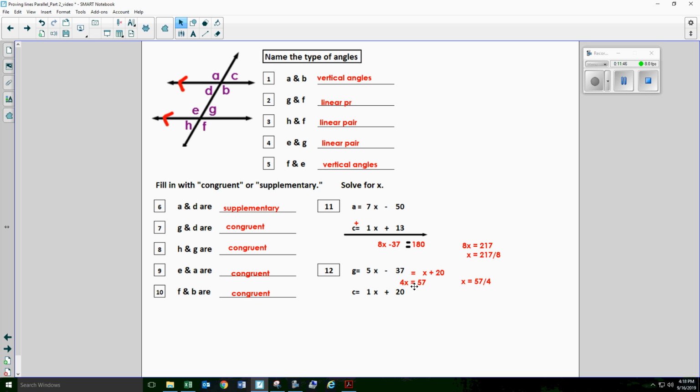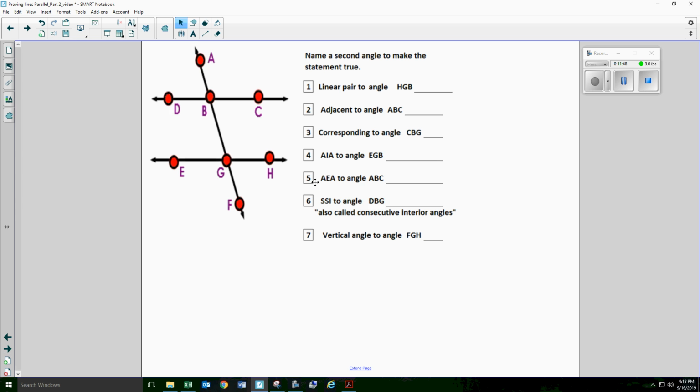Okay, so there's more examples. Let me see if I did it. Yes, here. Okay, so name a second angle to make the statement true. We want a linear pair to angle HGB. So this is making sure that you know how to identify where these angles are and how to name another angle correctly with 3 letters. 3 letters, never 1. Always use 3. HGB right here. If you want to, you can draw it in right there.